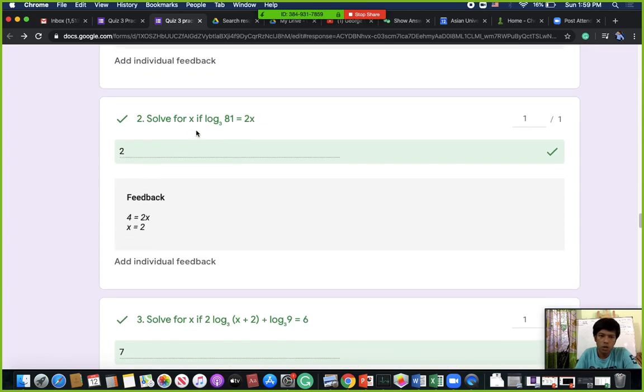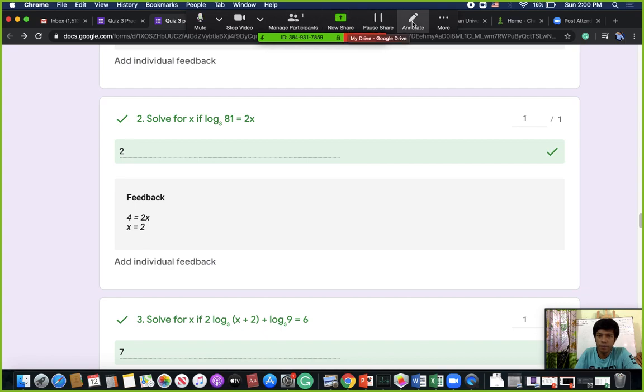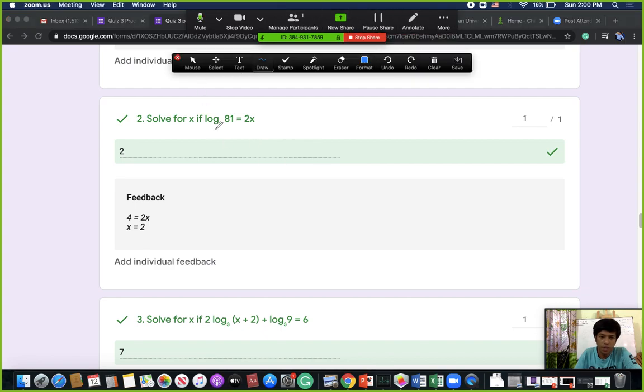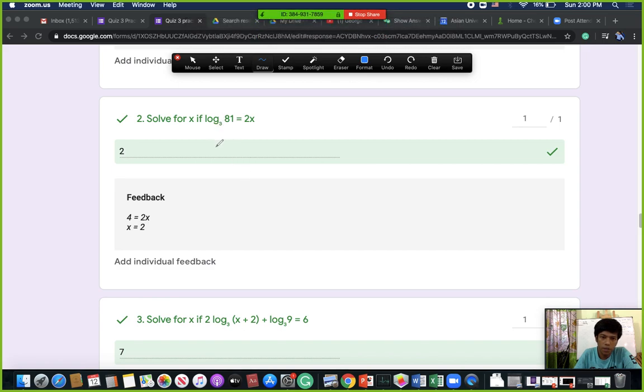Question number two: solve for x if log 3 base 81 equals twice x. How can we solve it? We can do this math in two different ways. One is, see what happens here, log 3 base 81. 81 means what? 81 means 3 to the power 4, right?